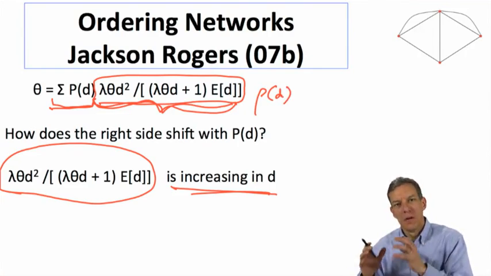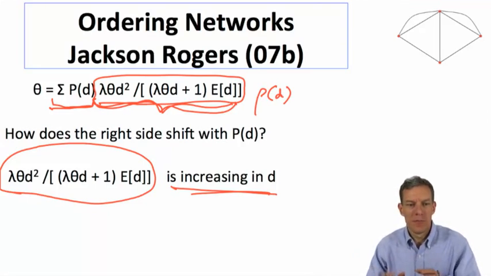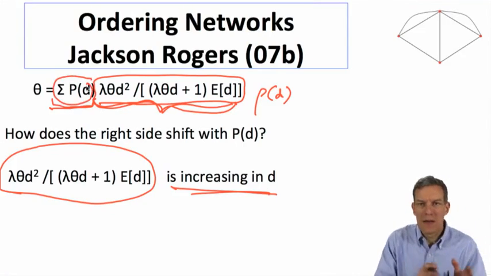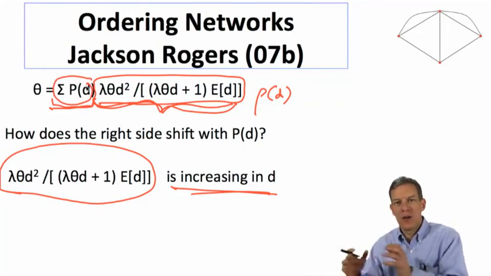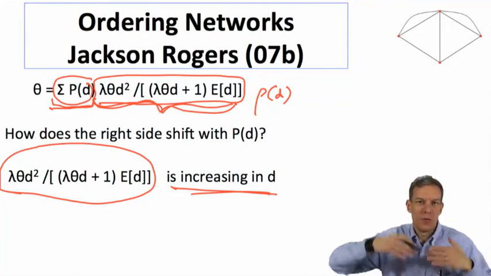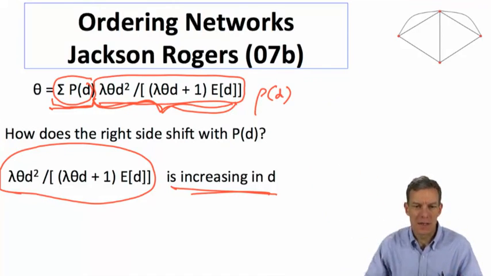So more connected nodes are going to tend to have more contact. They're going to tend to be more infected. So this overall function is increasing in D. That tells us that any distribution which puts more weight on higher degree nodes is going to have relatively higher infection rates. That's going to move this whole function up. That's going to give us a higher solution and a higher steady state.